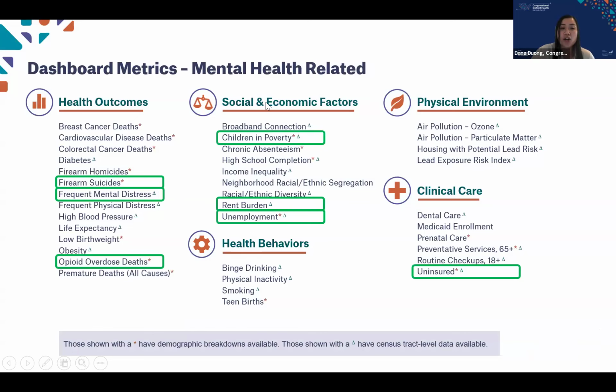And so on our dashboard, we have a variety of mental health related metrics, which you can see highlighted in the green rectangle. So we have firearm suicides, frequent mental distress, opioid overdose deaths, children in poverty, rent burden, unemployment, and uninsured. All of those measures are health related, and we really sought to investigate any potential relationships between the metrics that we have and see if there is anything noticeable.